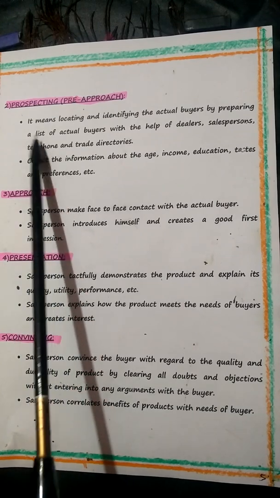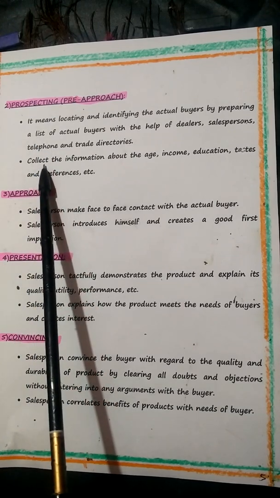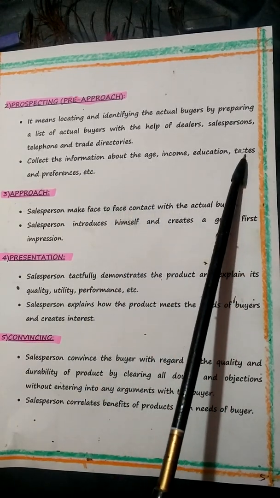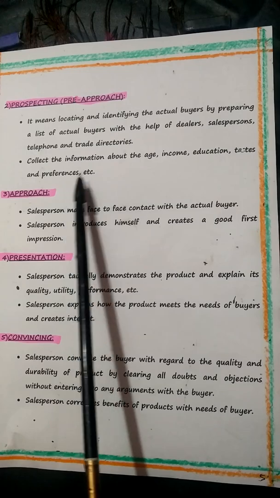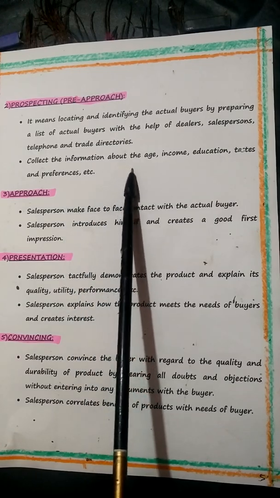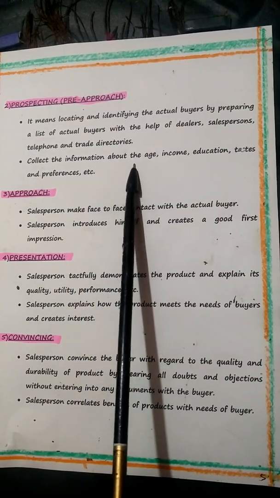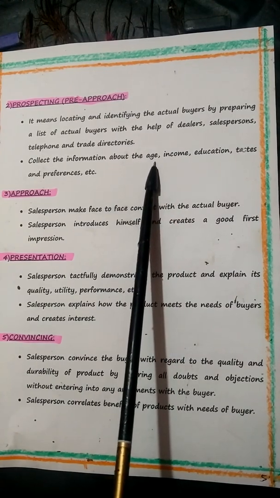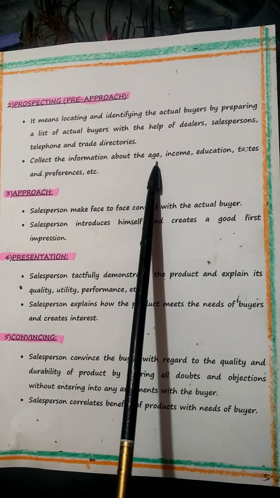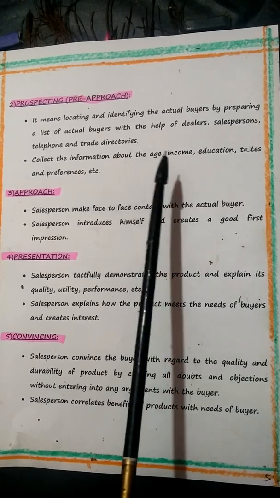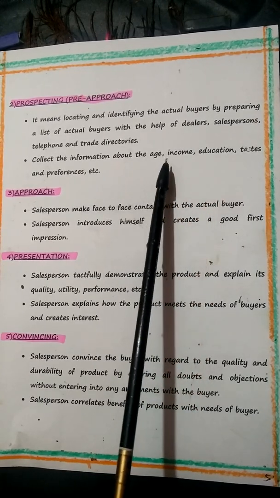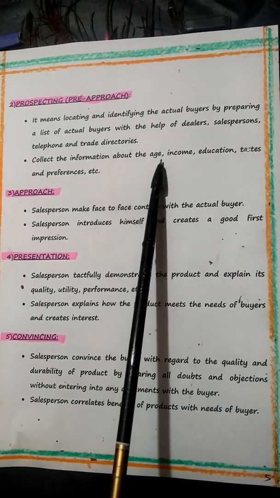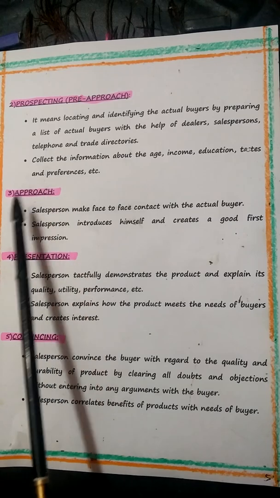The second important point under prospecting is to collect the information about the age, income, education, tastes, and preferences. So what happens here, you're going to create an ideal prospect profile. Prospecting is profile. You must create a profile. Please make a note, children. And work on call lists, send emails, build social media, and also send relevant contents. You must be in touch with them. You're going to create an ideal prospect profile before you start approaching.